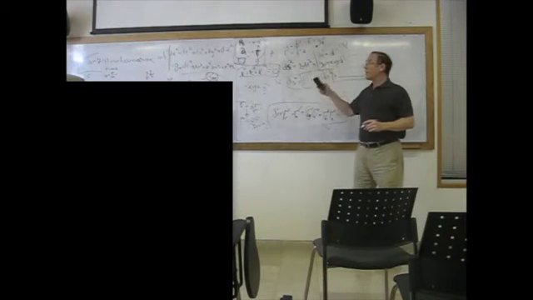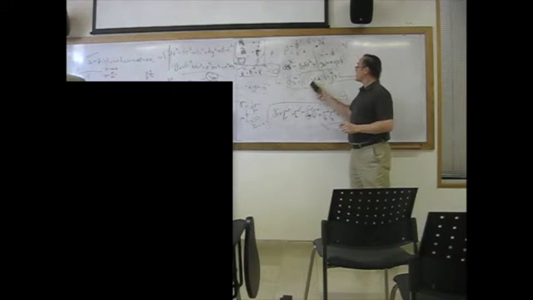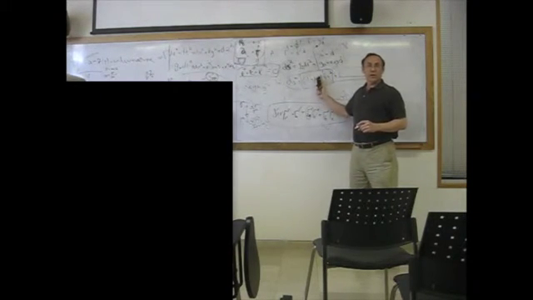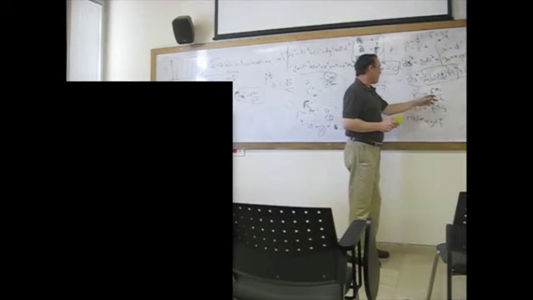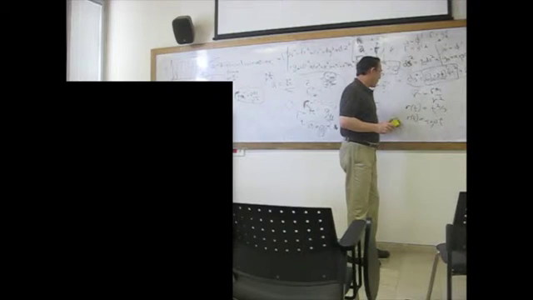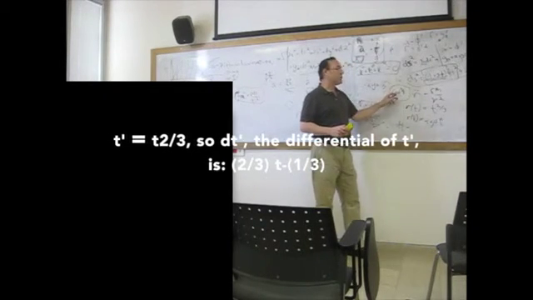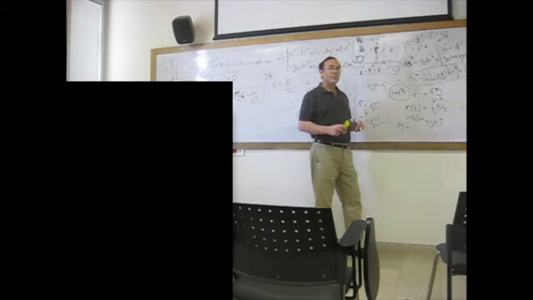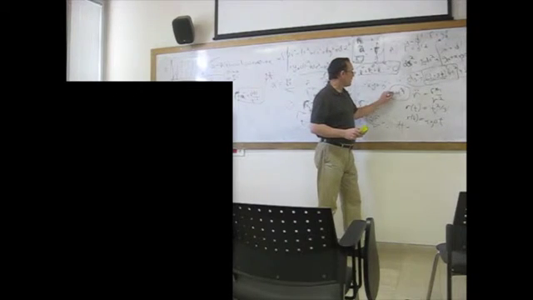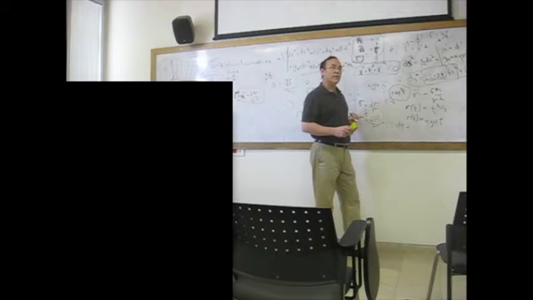To show you a hint of how you would find what this should be in a different way, and in fact you can do this in your head, by inspection really. If I did t goes to t to the 2/3, this is my transformation. What is dt' going to be? dt is 2/3 t to the minus 1/3, right?